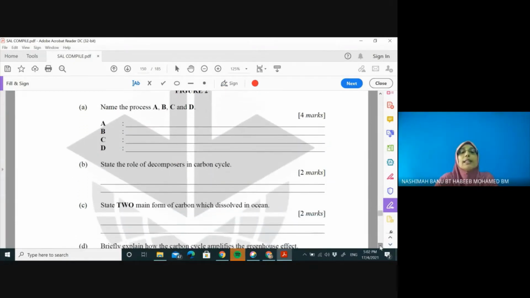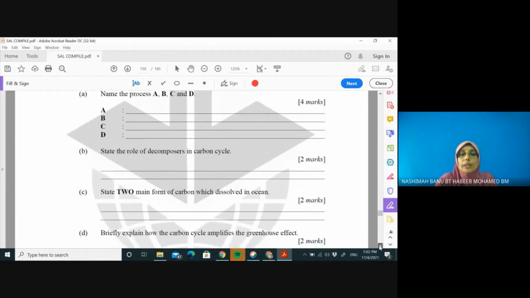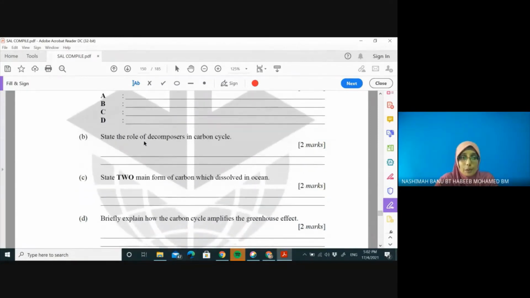State the role of decomposer. Okay, alright. So students, please don't get confused between the decomposer and the detritus. Apa dia detritus?